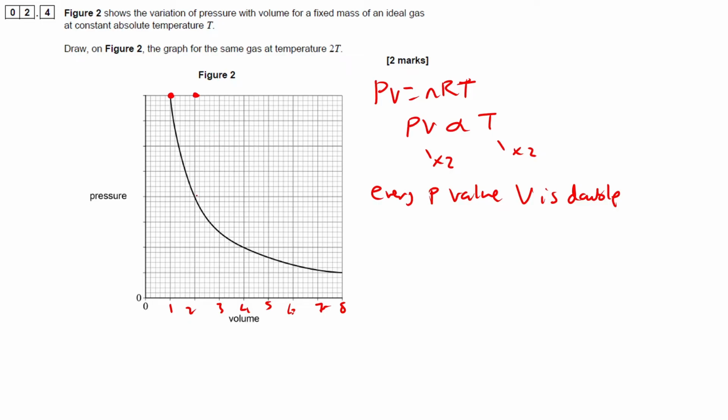Let's look at another one. So this pressure here, the volume is 2. I double that and I get to 4. Let's look at another one. The volume here is 4. I double that and I get to 8. So it's really just a curved line going through these points. Obviously, I haven't gone through that point properly, but you get the idea. It just needs to go through these points, and that will be for the 2 marks.